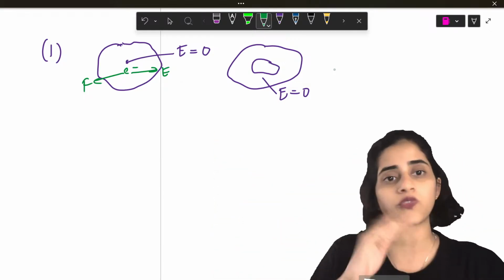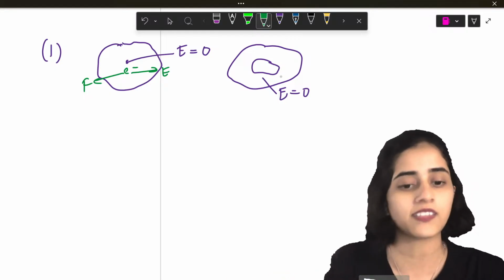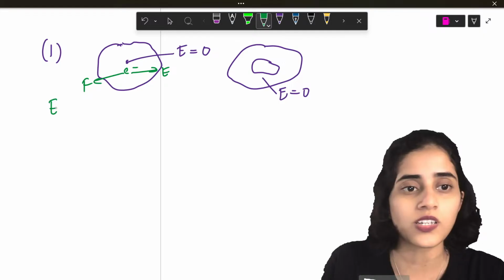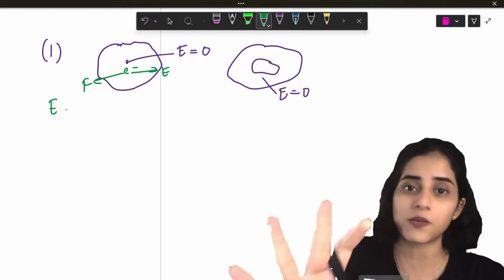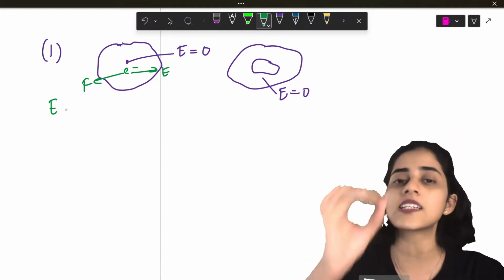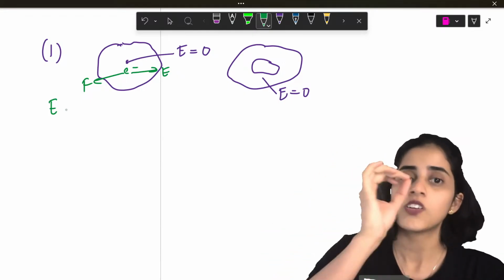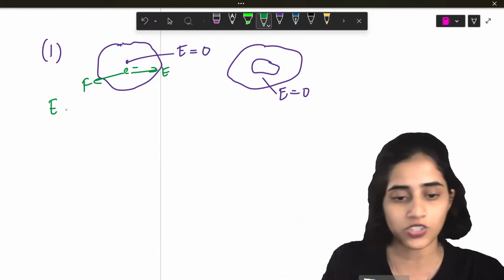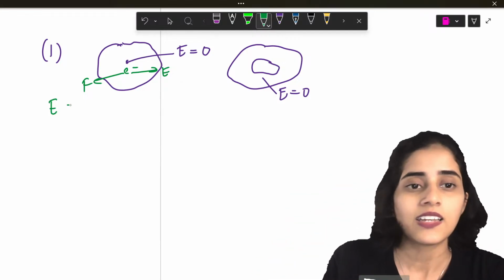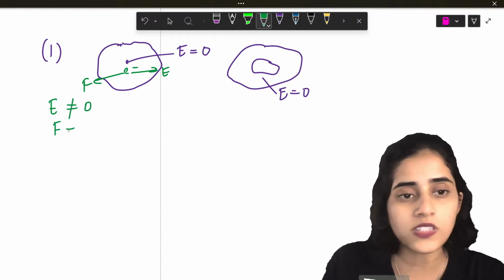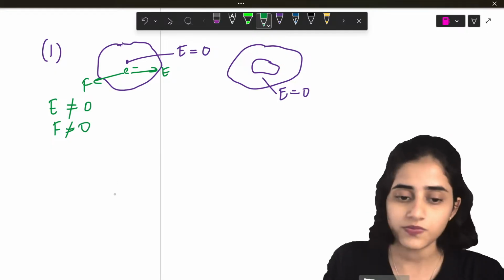So there is a charge, so there's an electric field and there's a force. This is an assumption, it's not really happening this way. Let's assume there is an electric charge inside the conductor. Now there is an electric field and a force applied in the opposite direction. So now inside, the electric field is no longer zero, and the force is also no longer zero.